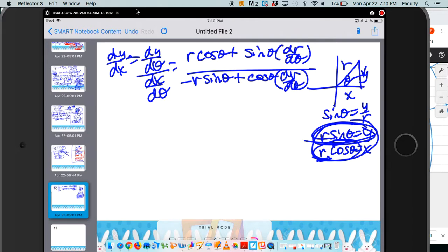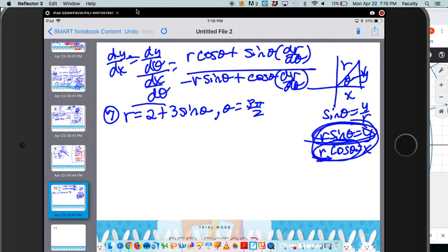All right, so now we're back to number 7. We have r equal to 2 plus 3 sine theta, and we want to find dy dx at theta equals 3 pi over 2.